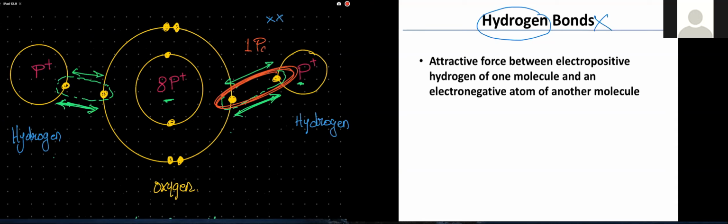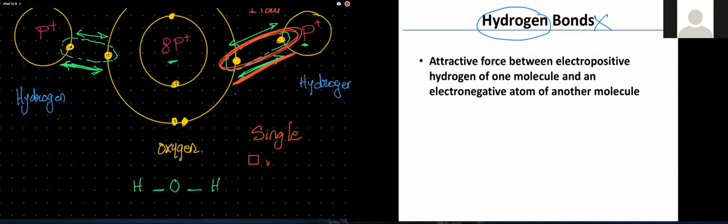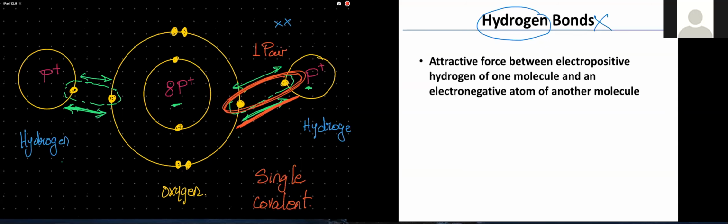One pair. So what kind of bond is this in which you are sharing one pair of electrons? Single covalent bond. How many single covalent bonds do I have in here? This is a different question. This is another question. I have two single covalent bonds.